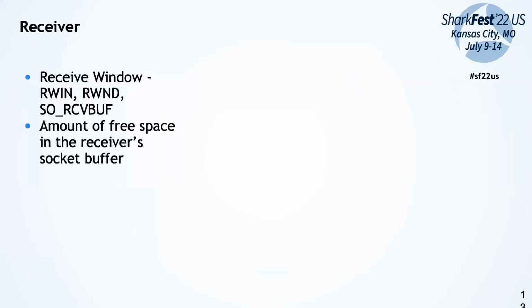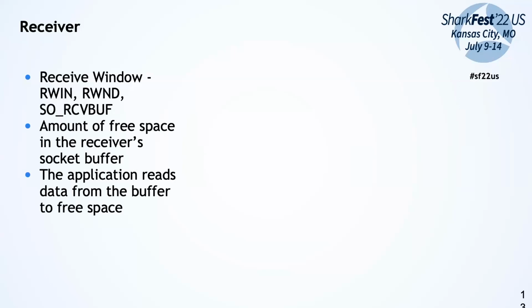It's the amount of free space that the receiver has to accept data, right? So I'm an application. I have a buffer that I'm going to read data from, and it has a certain size. The amount of free space in that buffer for me to receive data from TCP is advertised in every single packet that I send. It's in the TCP header.